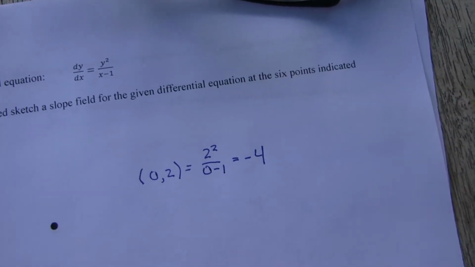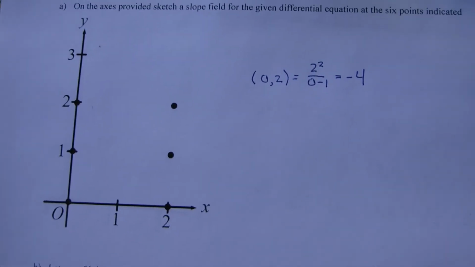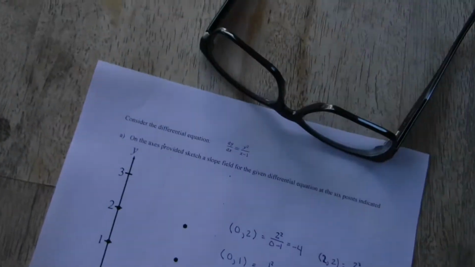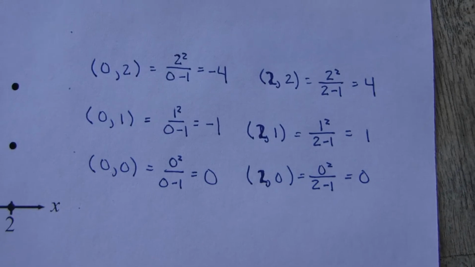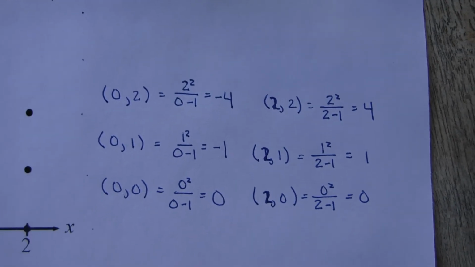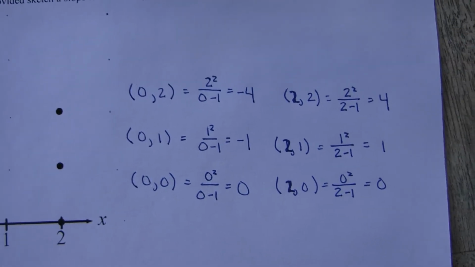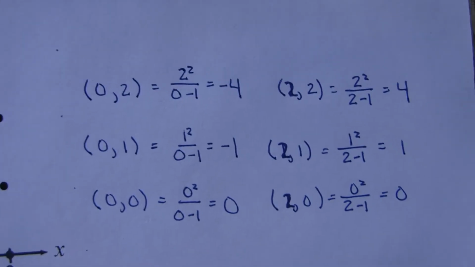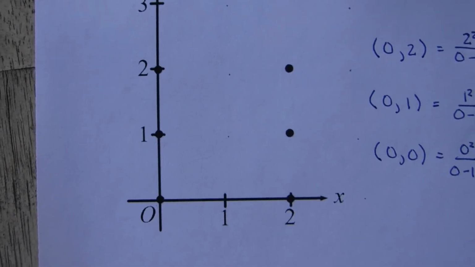So the first thing that we need to do is find the slopes of all 6 of these. I've gone ahead and done this already on a copy. Check me for my math. And I found all the slopes at these 6 indicated points. All we have to do now is physically draw a little dash of these various slopes on those indicated dots.